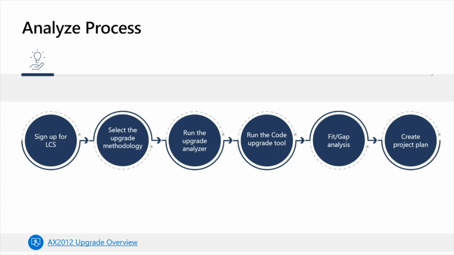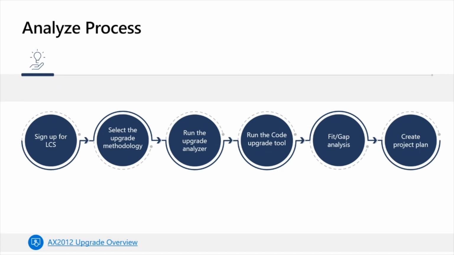Once you have access to Lifecycle Services, you will need to create an upgrade project by selecting the upgrade methodology so that you can get access to the same kind of resources that we are sharing on the slide. And the project through the methodology can drive you to a successful upgrade. The next step would be to run the upgrade analyzer, which is an analyzing component on your AX2012 source system that will show you some of the deprecated features and some of the key cleanup activities that will help you reduce the upgrade timelines.